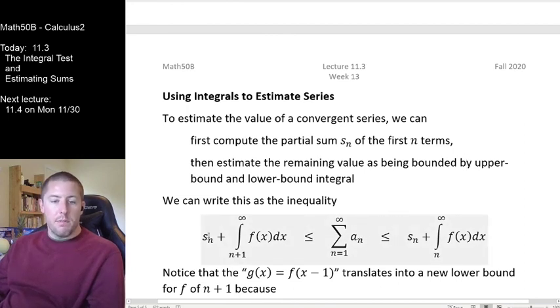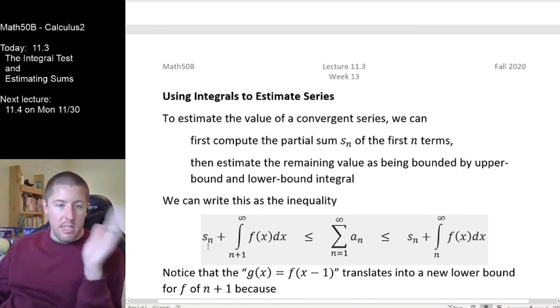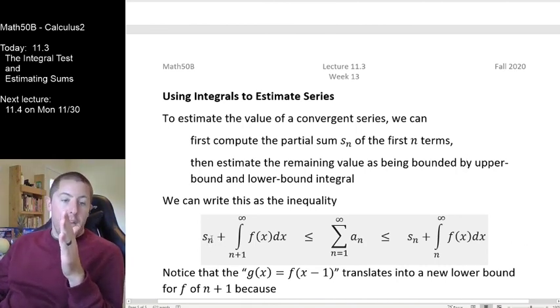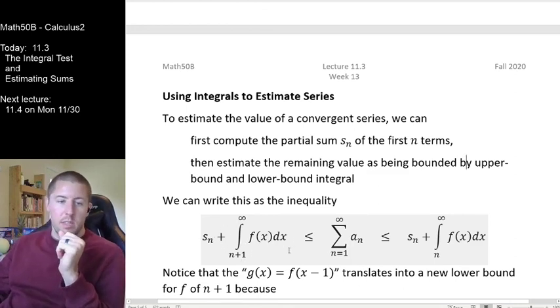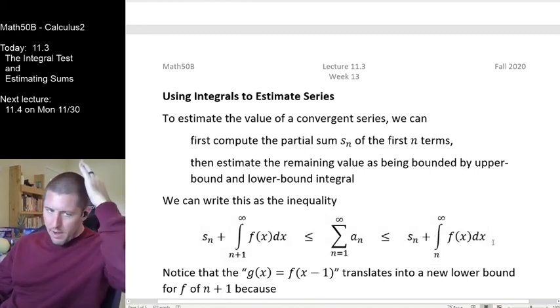Our lower bound for this is going to say take the actual exact value of the series out to the nth term. Then our lower bound will be starting at the n plus 1th term, integrate the rest of the way out there. Our upper bound will instead say, compute exactly the first n terms, and then picking right up at the nth term, compute the integral from n on out there.